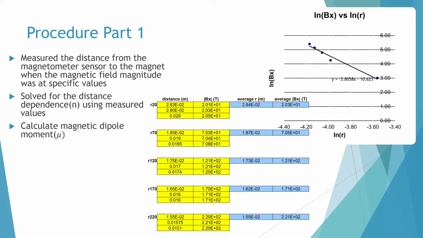The first part of the lab was to measure the distance from the sensor on my phone to the magnet, where the magnetic field magnitude was at very specific different values. We calculated the distances, and then we plotted the natural log of the magnetic field versus the natural log of the distance away. We used these measurements to calculate the distance dependence n and the magnetic dipole moment mu.